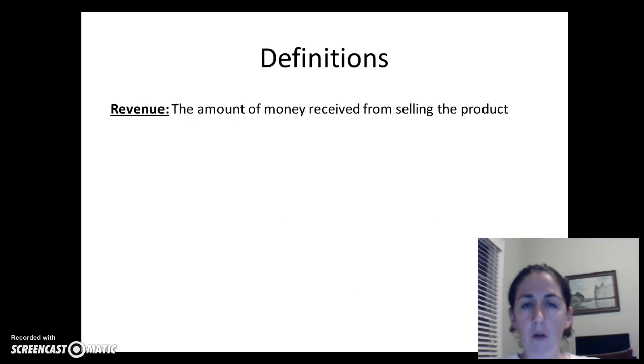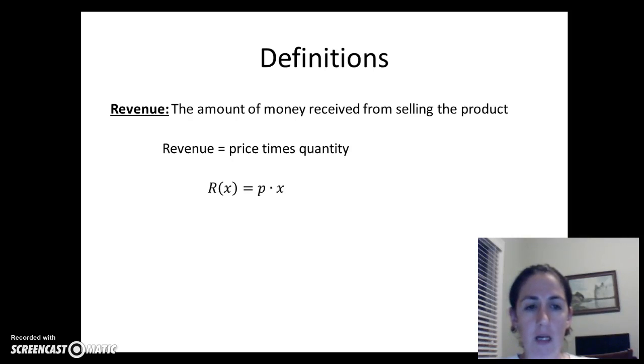Now your revenue, this is the amount of money you make from selling your product. When you go out and you sell your scarves or whatever it is you're selling, however many you sell times how much you sell them for. So your revenue is your price times quantity. So the equation R of X equals P for price times X for quantity.